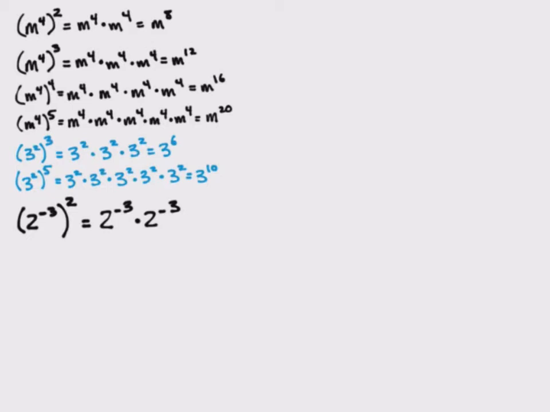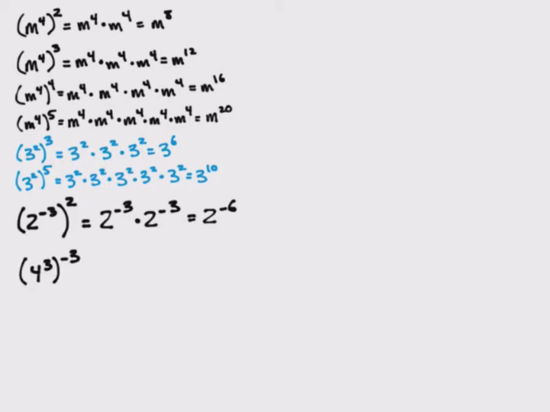So we end up with 2 to the negative 3rd times 2 to the negative 3rd, and we know how to deal with this. When we're multiplying exponential expressions having the exact same base, all we do is add the exponents, and we end up with 2 to the negative 6th power, exactly what we thought we'd end up with by multiplying the exponents. Here's another.